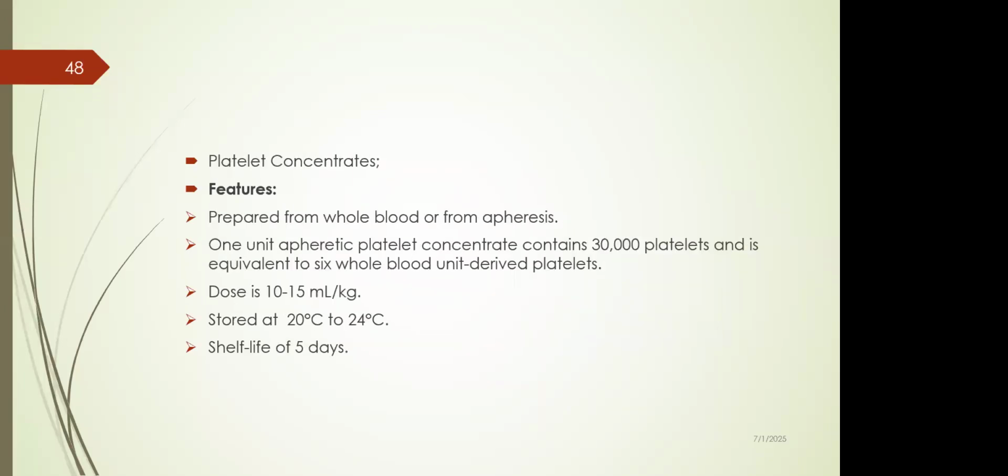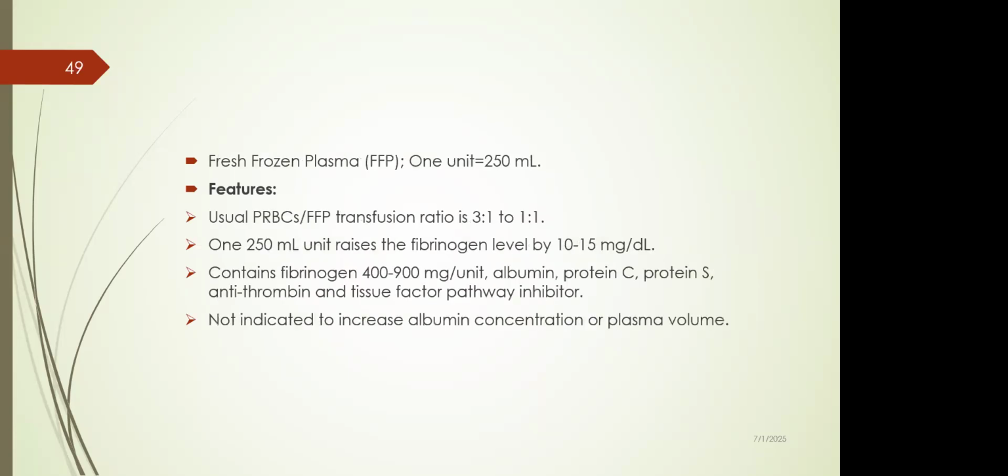medium. Now for platelets, prepared from whole blood or from apheresis. 1 unit of platelet concentrate will contain about 30,000 platelets, and it's equivalent to 6 whole blood units and derived platelets. Dosed at 10 to 15 mils per kg, stored at 20 to 25 degrees Celsius. This temperature range makes it more prone to bacterial contamination, and it has a shelf life of about 5 days.